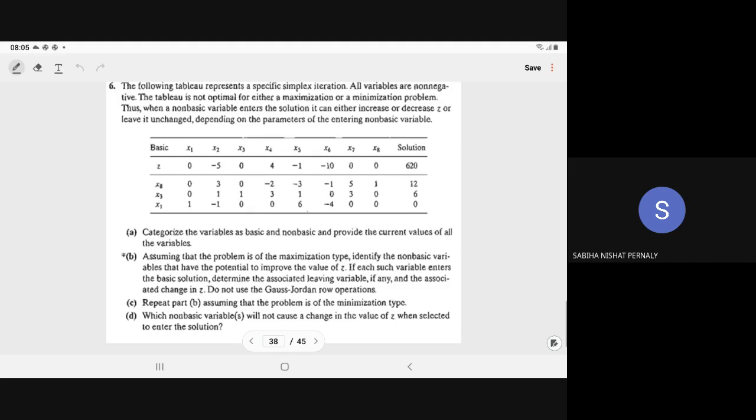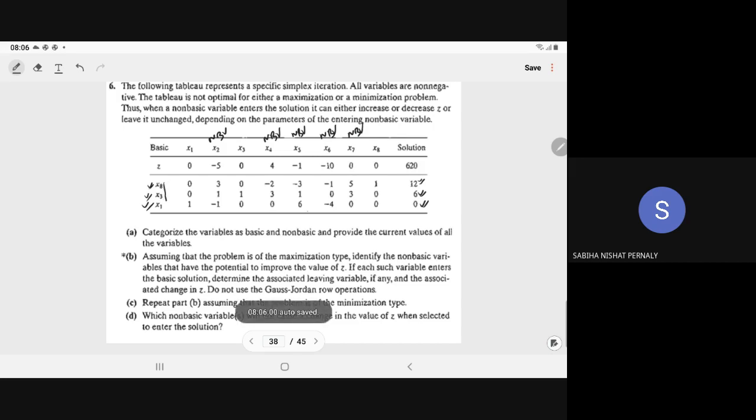As I have told you, we always write the basic variables on the left side. So for this table, you can say that x8, x3, x1 are the basic variables, and the corresponding values are 12, 6, and 0 respectively. Now the non-basic variables. X1 is in the basic pool, so here X2 is the non-basic variable. X3 is also a basic variable. X4 is the non-basic variable. X5 is non-basic. X6 is non-basic, X7 is non-basic.